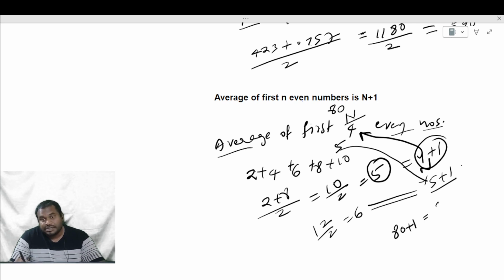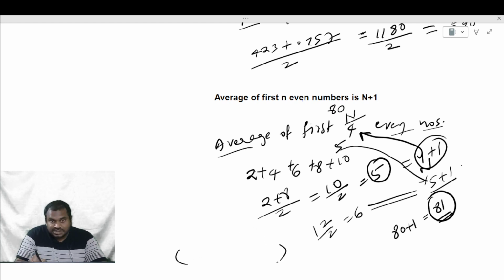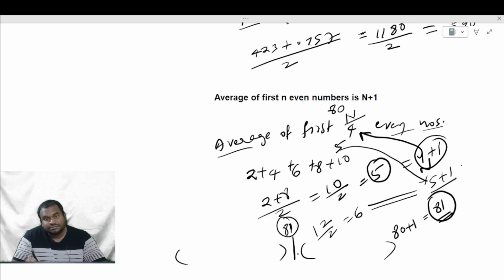80 plus 1, which is 81, is the average of the first 80 even numbers. It means that 81 is the middle number. See, this side 40 and this side 40 will be there, and here the middle number will be 81. That is the average of the first 80 even numbers. I hope you understood.